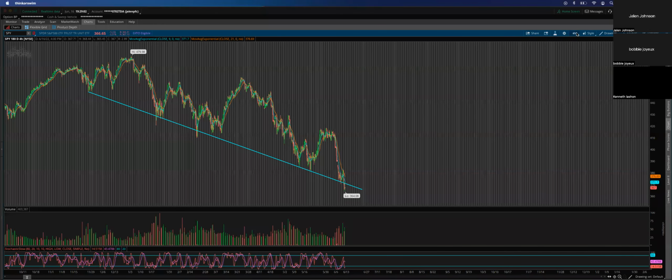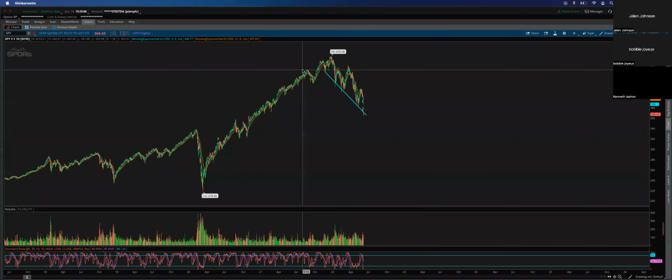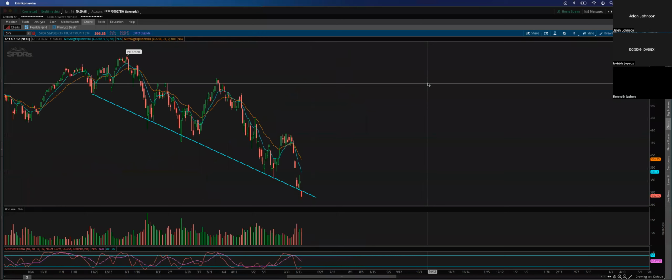So now this is the 4 hour. My bad, I didn't even have it on the daily. It might look a little better on the daily. Yeah, it looks way better on the daily, right? So right here, we had a bounce, bounce, bounce, bounce, bounce, and then this is kind of where I thought we were going to bounce yesterday, but as you can see, it didn't bounce.